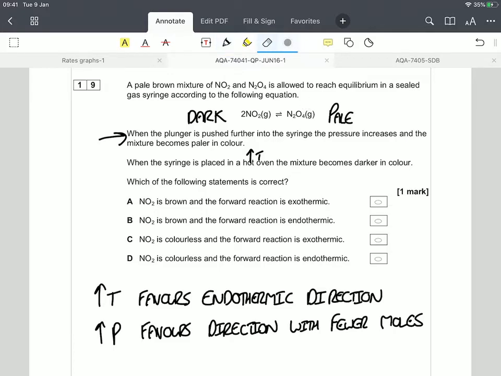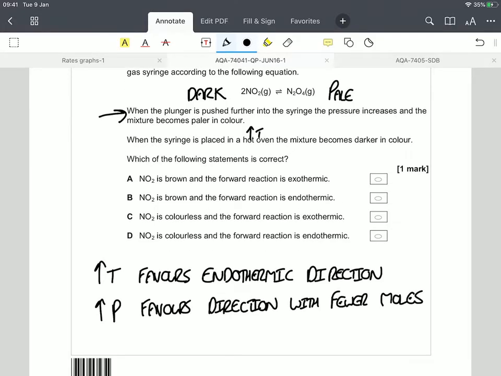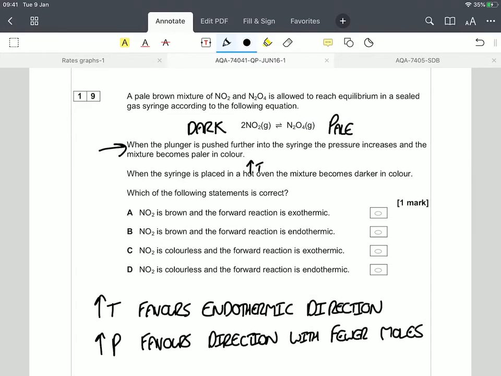What we're basically doing is using this logic puzzle to figure out that if you increase pressure, it favours the direction with fewer moles. The direction with fewer moles is this way because the coefficients tell us so, 2 moles of NO2, 1 mole of N2O4. Increasing the pressure makes the mixture go paler. That means that the N2O4 must be the pale gas and the NO2 must be the darker brown gas.